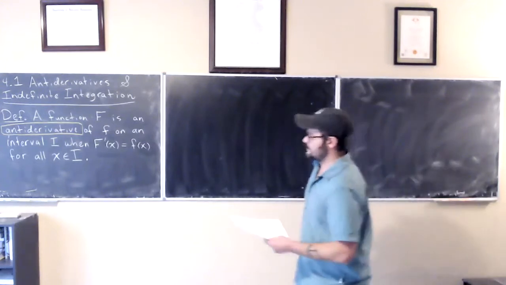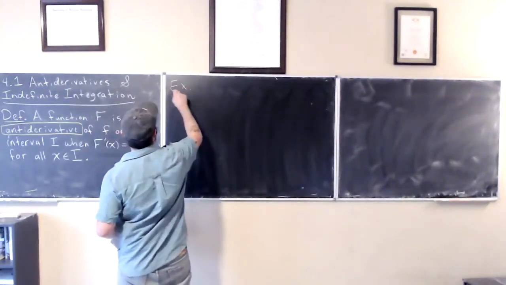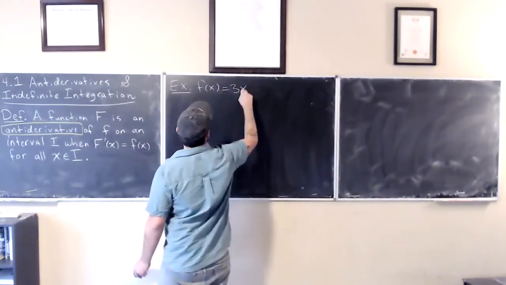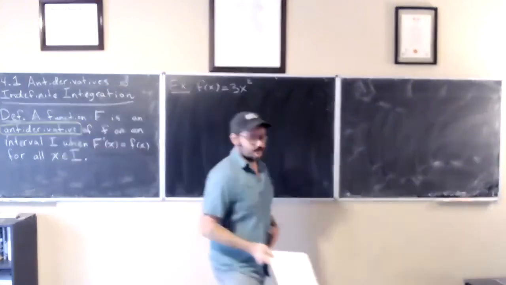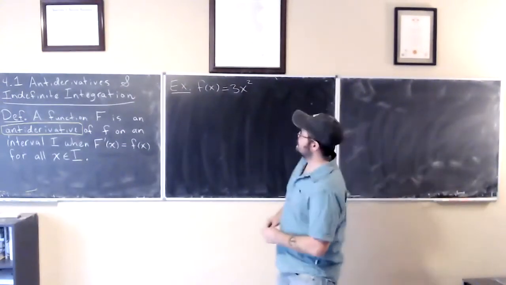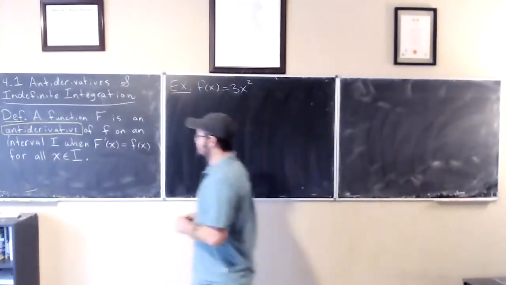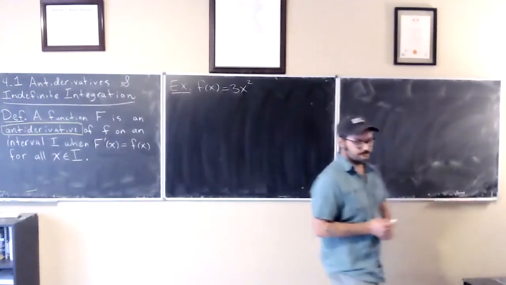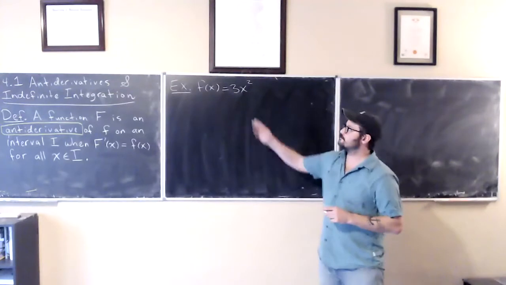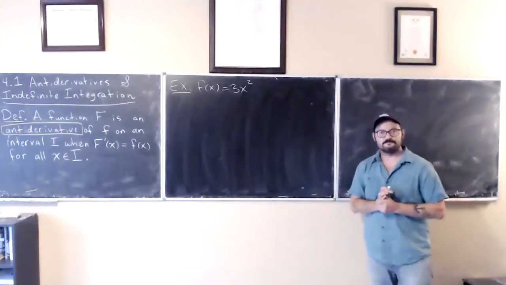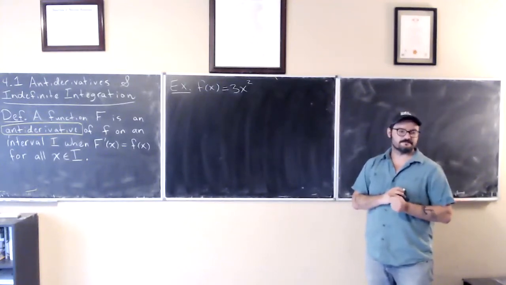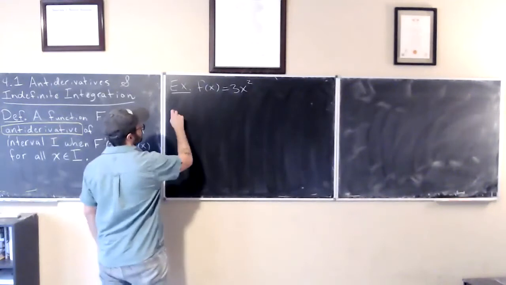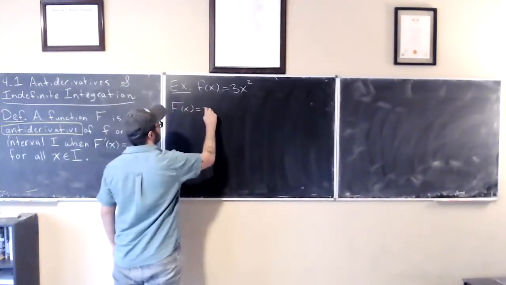Okay. So for example, consider the function f of x equals 3x squared. Can we find an antiderivative of this function? In other words, can we find a function whose derivative is equal to f? Think of a function whose derivative would be equal to that function. Any guesses? X cubed. Right, so that would be one. One possible guess would be F of x equals x cubed.